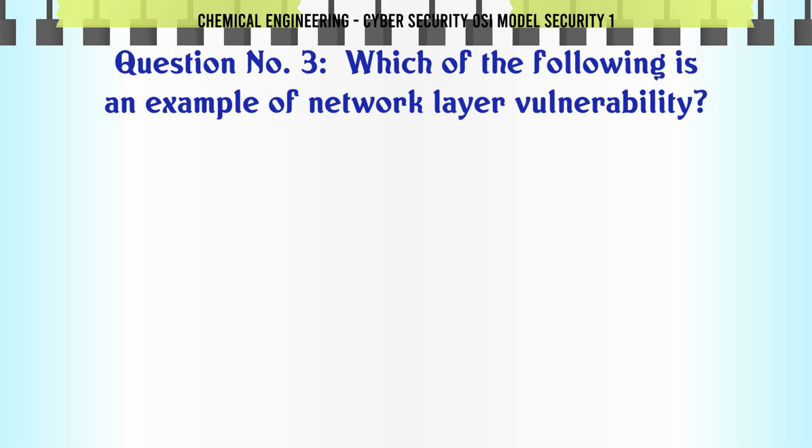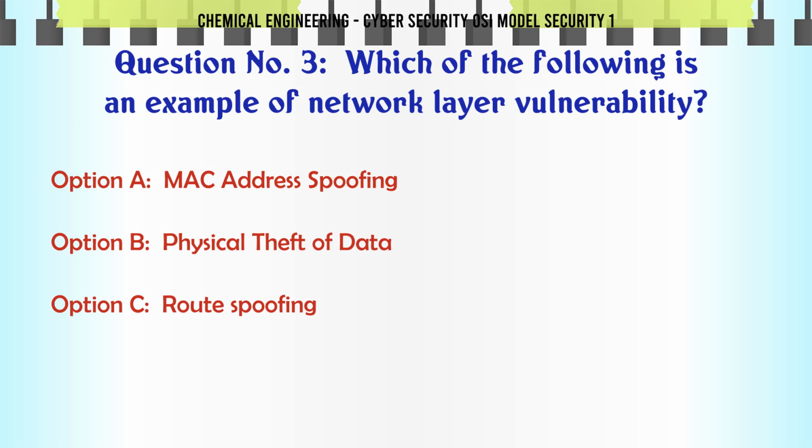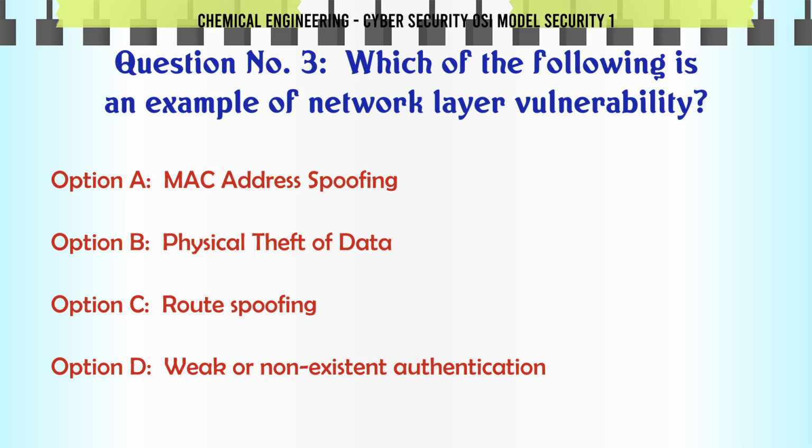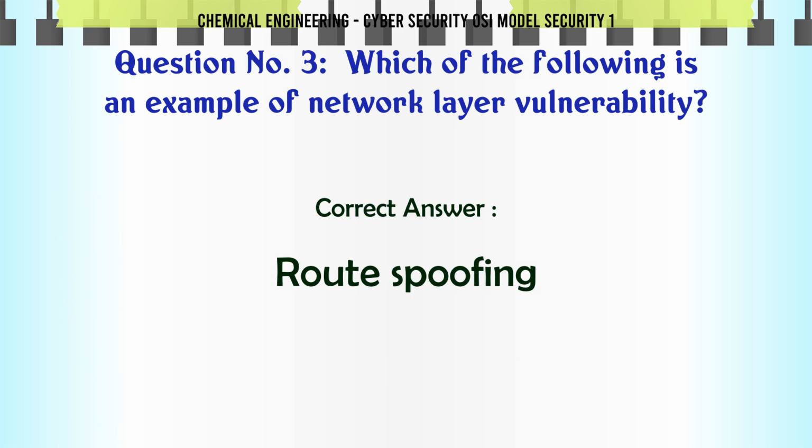Which of the following is an example of network layer vulnerability? A. MAC address spoofing. B. Physical theft of data. C. Route spoofing. D. Weak or non-existent authentication. The correct answer is route spoofing.